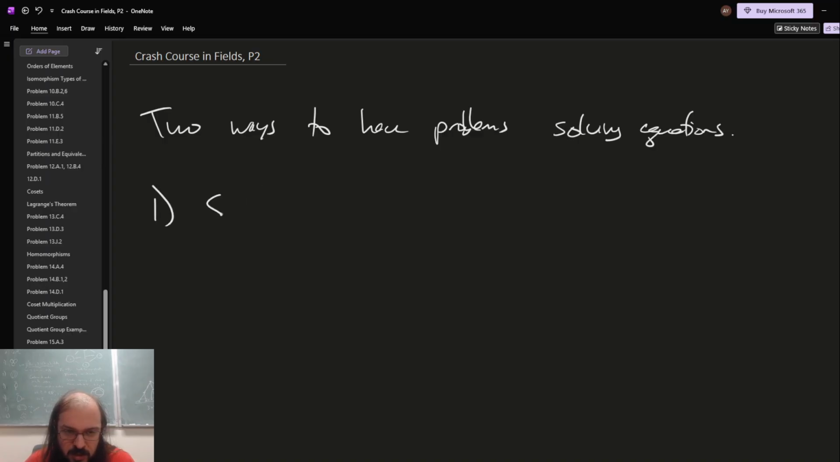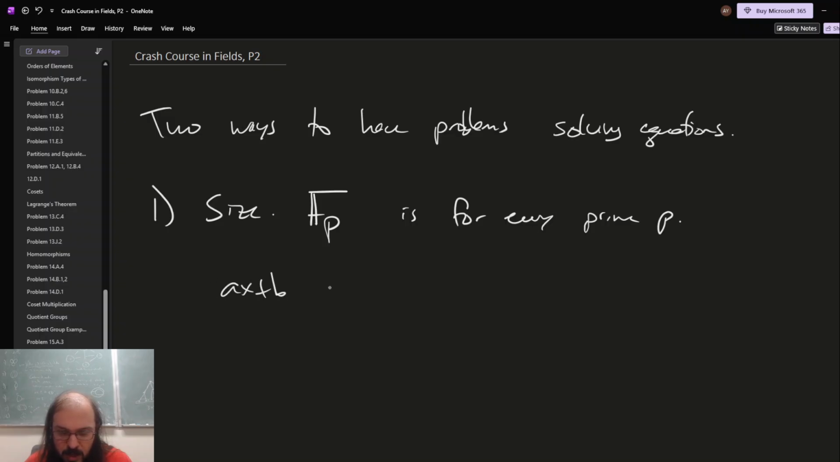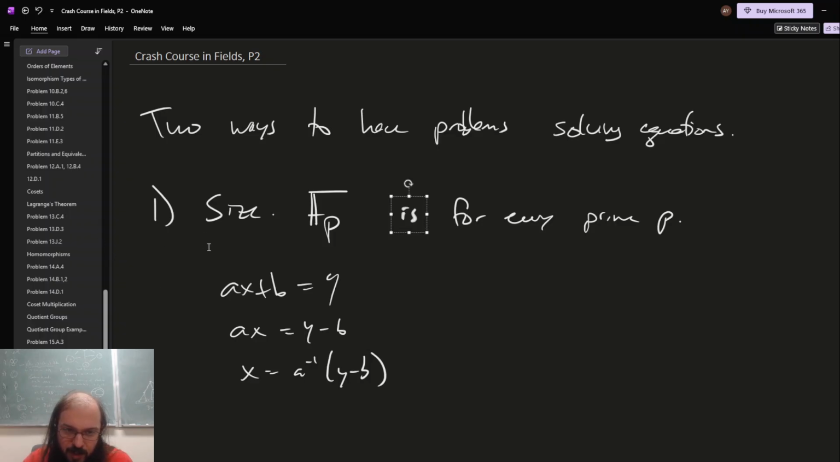The first is size. So in the last video, I showed you guys that F_p is a field for every prime p. This enables you to solve linear equations, right? Because if you have any ax plus b in this field equals y, then I can solve it for x because there will be some a inverse. You could even think of this as like a fraction. And that's all cool and good for linear equations. Why did that happen?